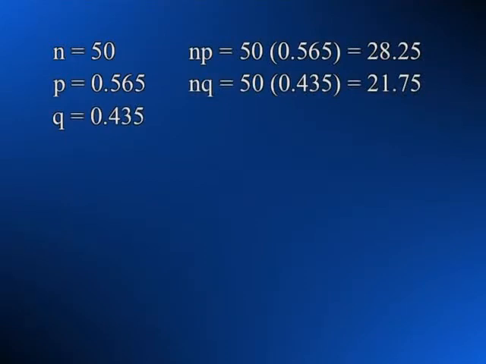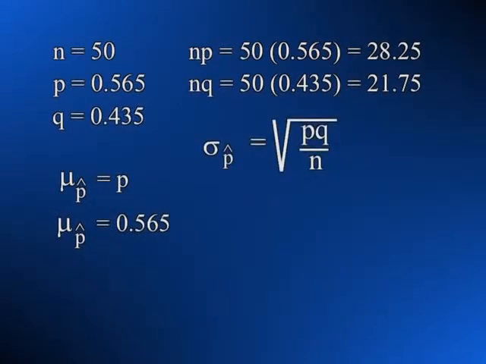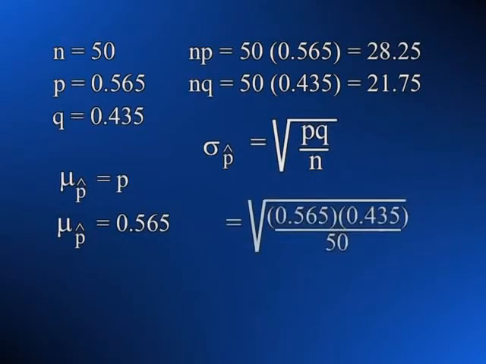Now, what about the mean and standard deviation for the p-hat distribution? Well, we have formulas for those. The formula for the mean of the p-hat distribution is rather trivial. It's simply p, and p is 0.565. Now, for the standard deviation, we have a little calculating to do. It's the square root of pq over n. We have the information about p, q, and n, so we just pop that in and make the calculation, and the standard deviation is 0.0701. Now, the B part.